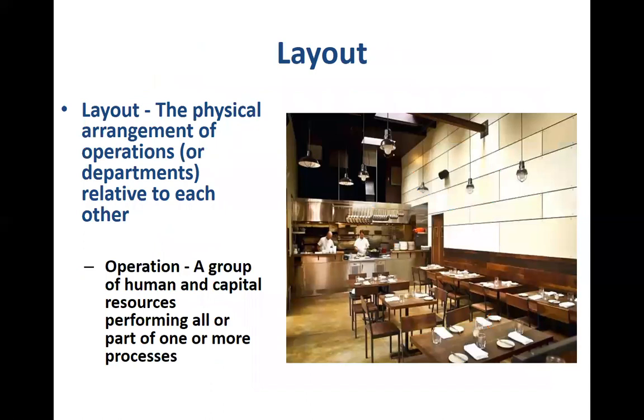Now, once the customer contact matrix helps you determine what exactly the structure should be, whether it's a front office, hybrid office, or back office, that will then dictate how the layout of that service facility should be, the physical arrangement of operations or departments relative to each other, because your process divergence and line flow will be critically dependent on how the layout is. Your customer contact and customization activities will also be critically determined by how the layout is. So essentially, the operation, which is a group of human and capital resources performing all parts, how you're going to physically arrange them will play a very important role when you're structuring the services, which is based on the customer contact matrix.